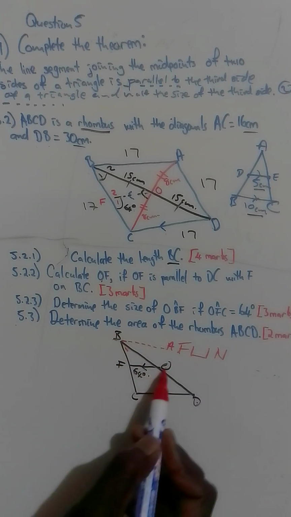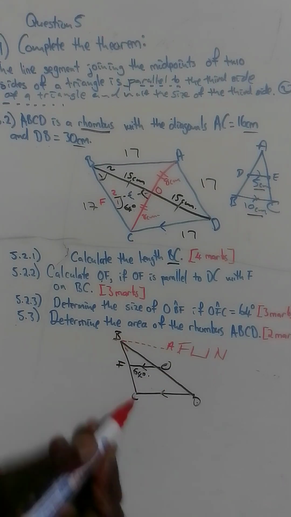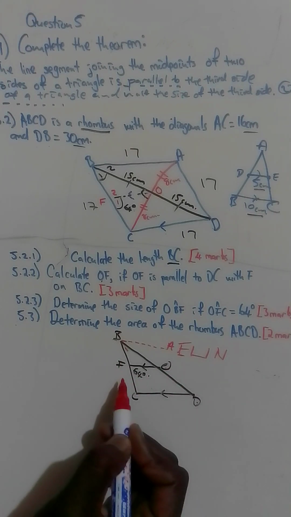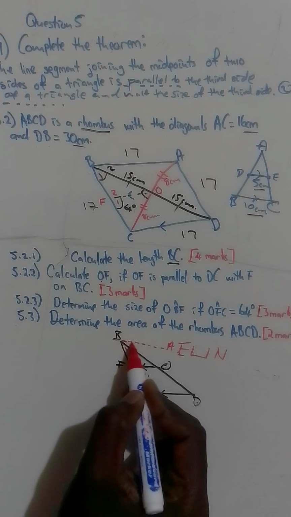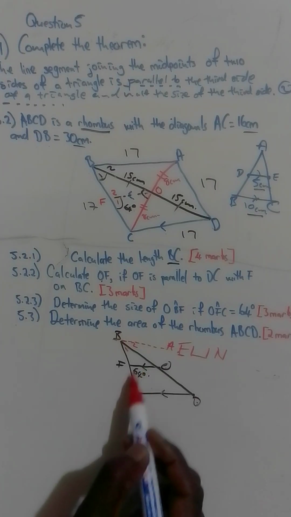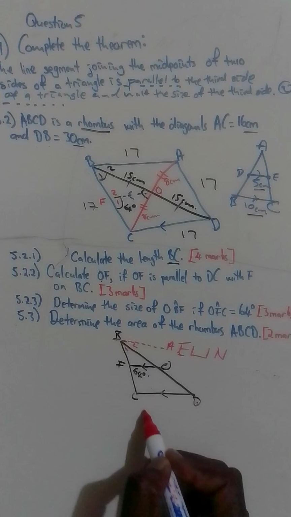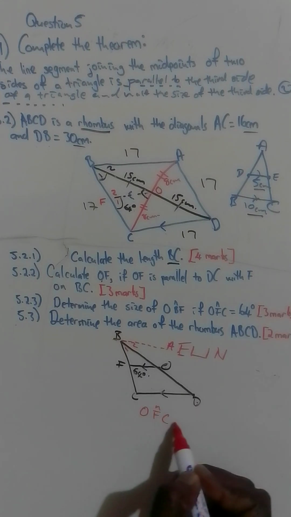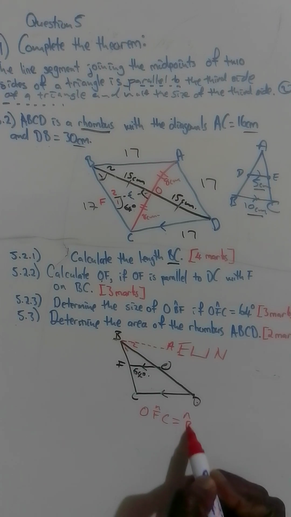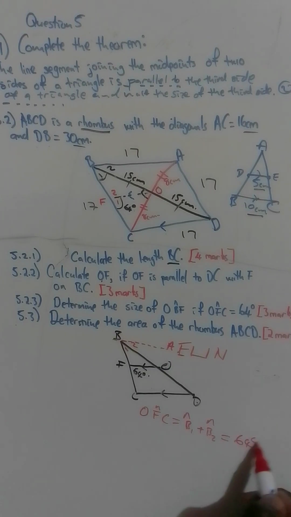So BA is parallel to FO, and FO is parallel to... all these three lines are parallel to each other. So here observe that I've got my F here, which is corresponding angles, meaning to say that angle B1 and angle B2 together are equal to this angle F here, meaning to say that angle FC is equal to angle B1 plus angle B2, which is equal to 64 degrees.